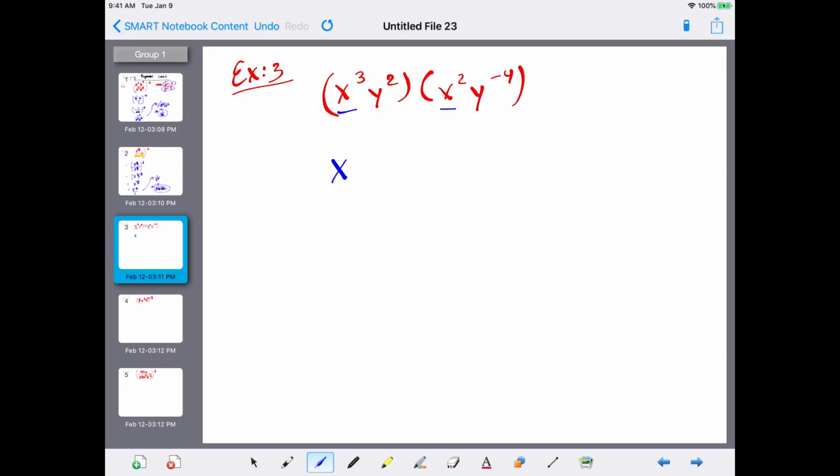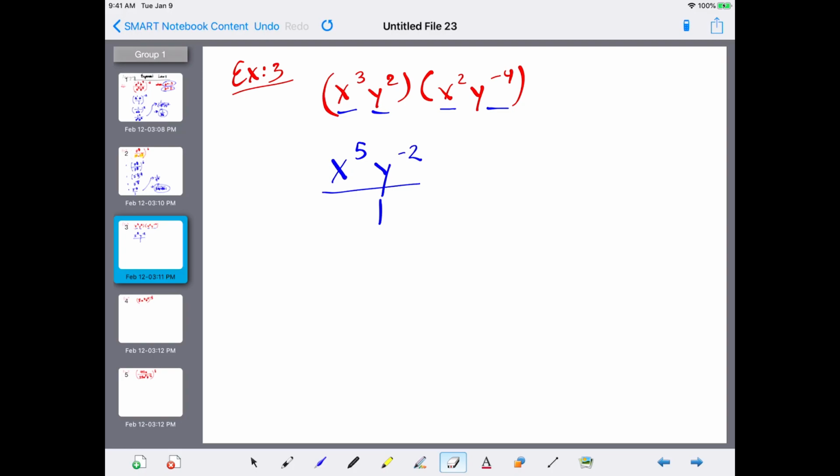So we'll look at the x term first. We look at the exponents and we add them. So 3 plus 2 is equal to 5. And then we look at the y. 2 plus negative 4 is equal to negative 2. Do we want to leave it like that? No, we do not.